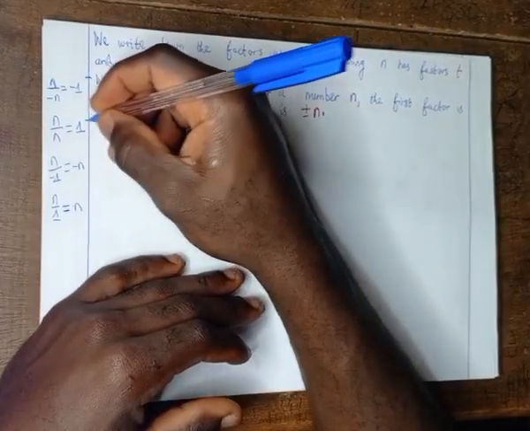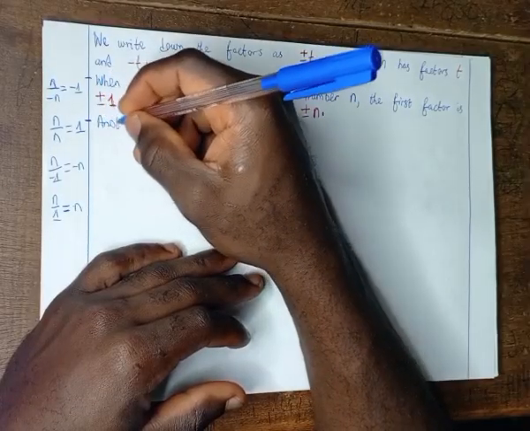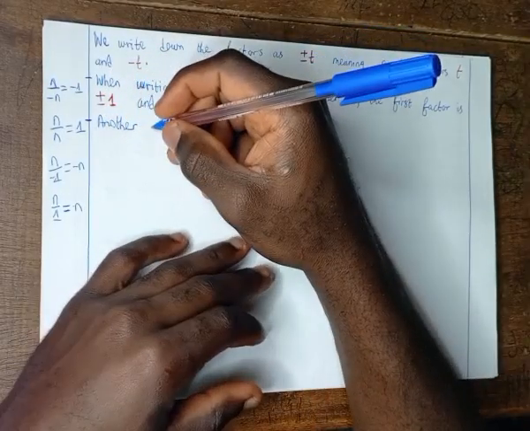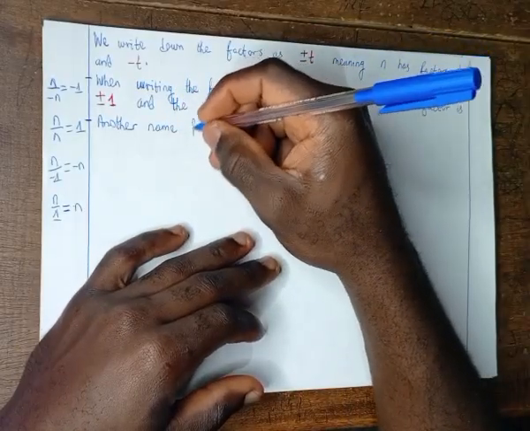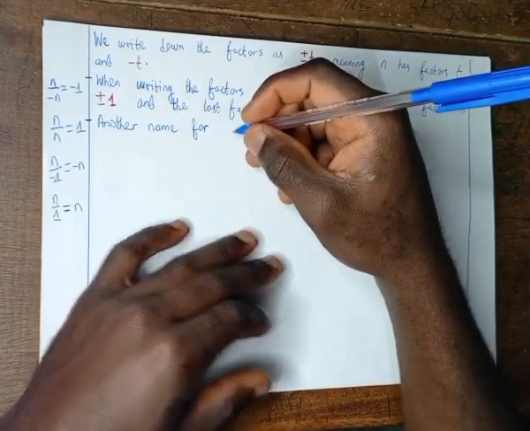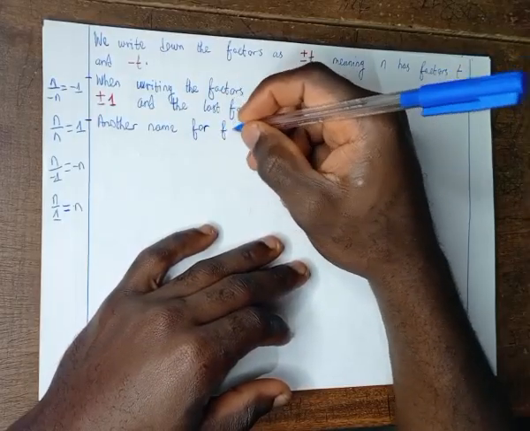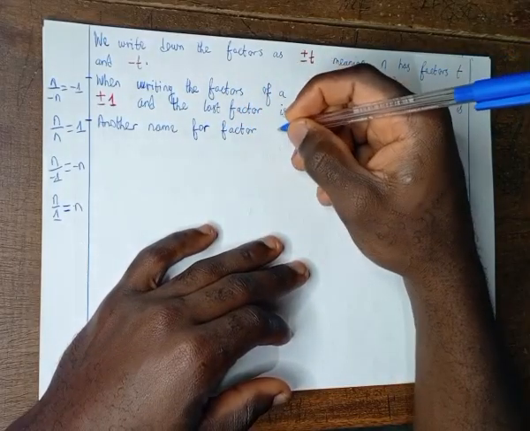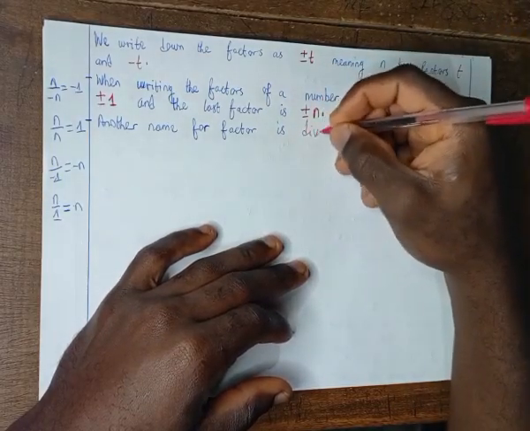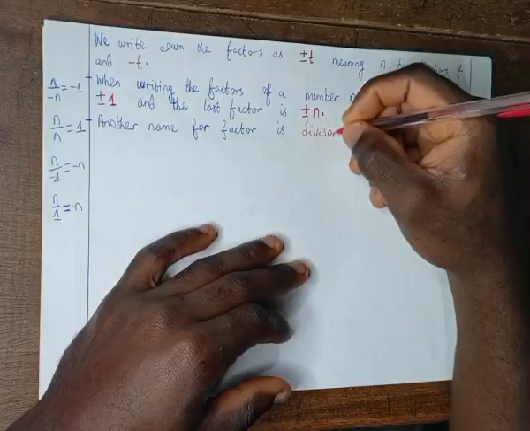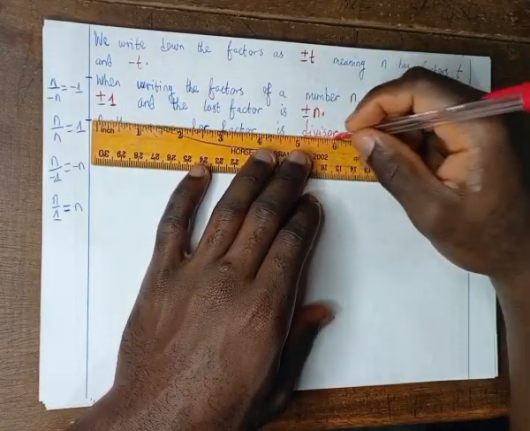Next, take note of this. Another name for factor is divisor. So when you see divisor, it's another name for factor. I'll underline it. It's very important.